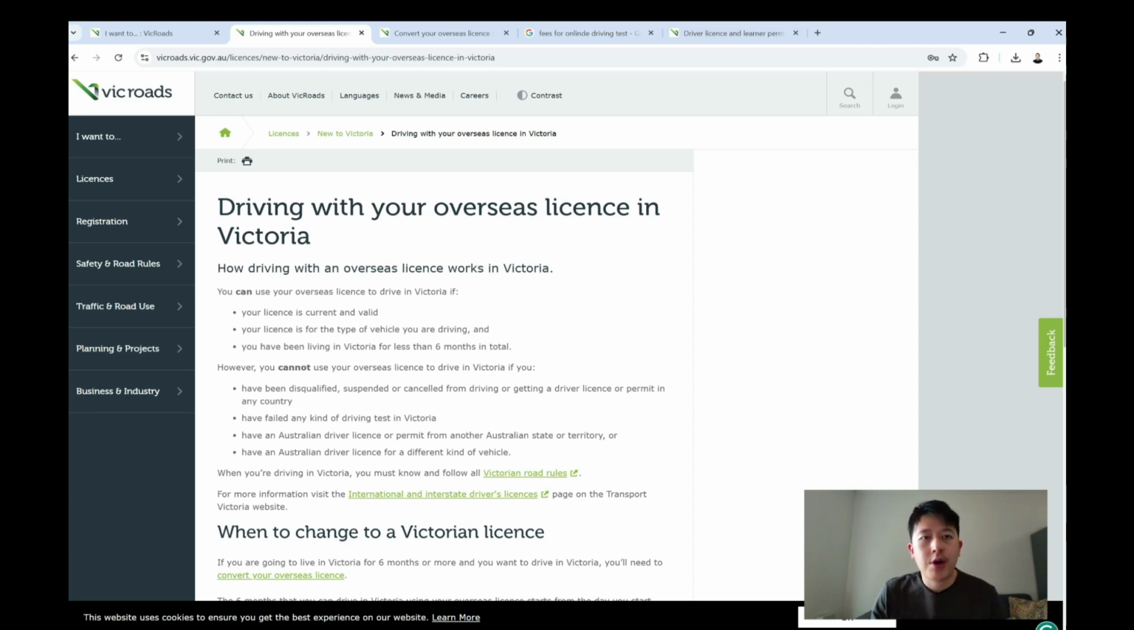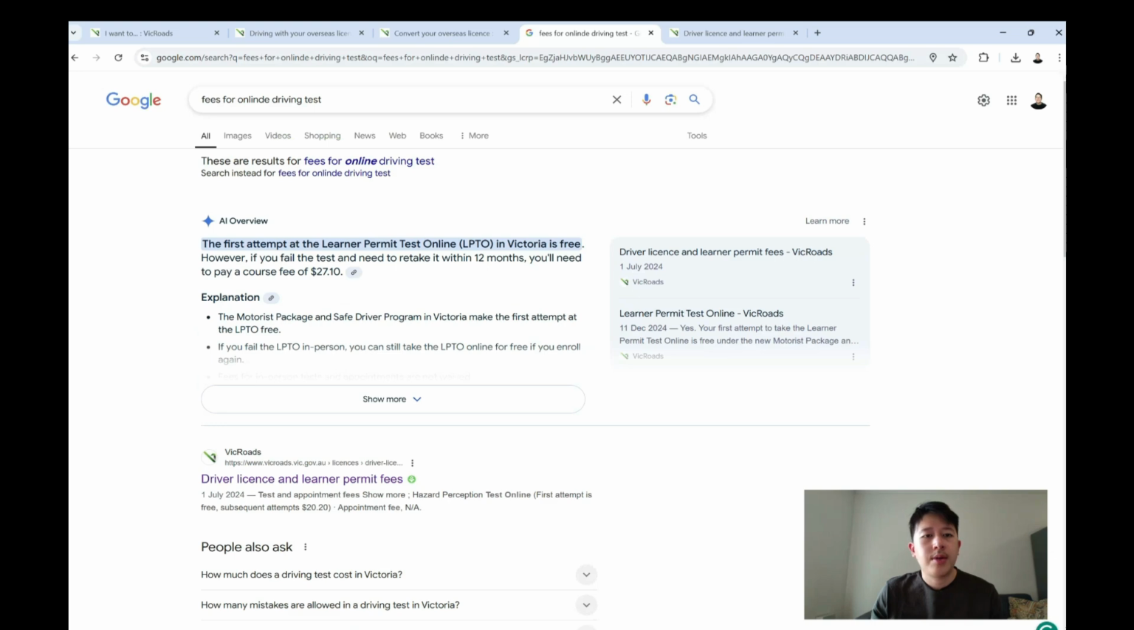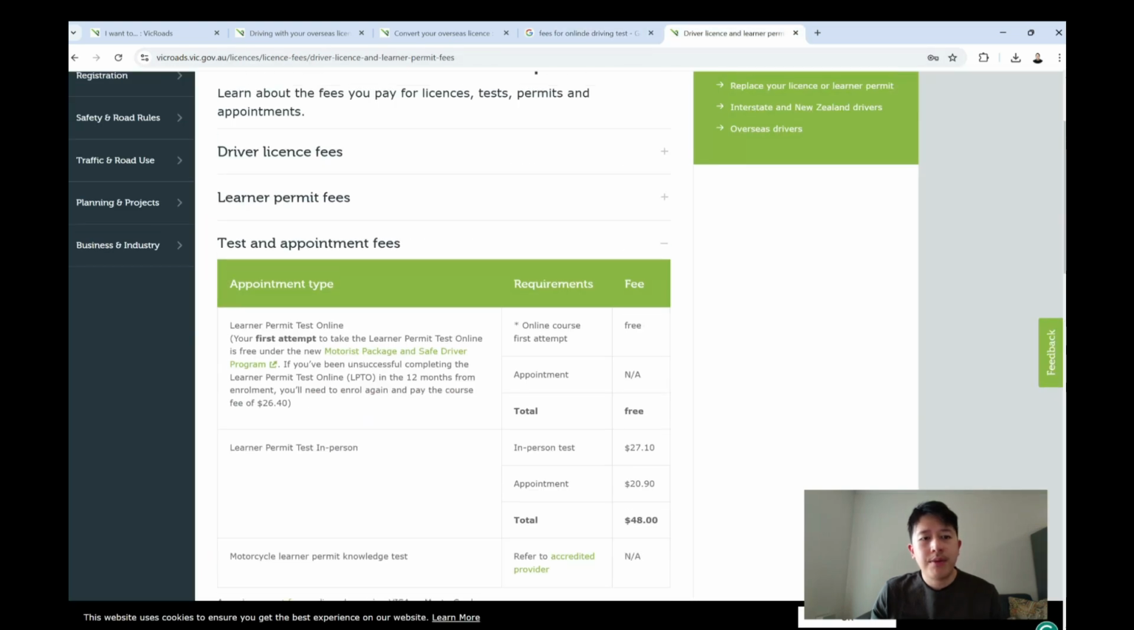In terms of the cost, the good thing is, I'll just show you here. If you sit the online test, it's basically free. If you want to enroll again because you didn't pass, then you need to pay a small amount, which is reasonable. And the in-person test is $48. So it's advisable for you to do it free, especially on your first attempt.